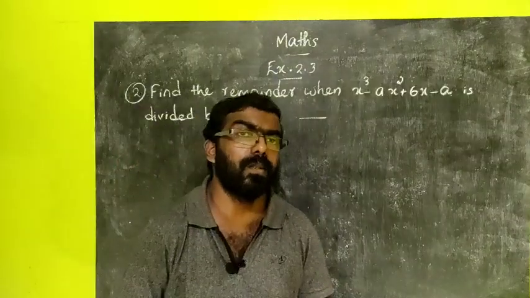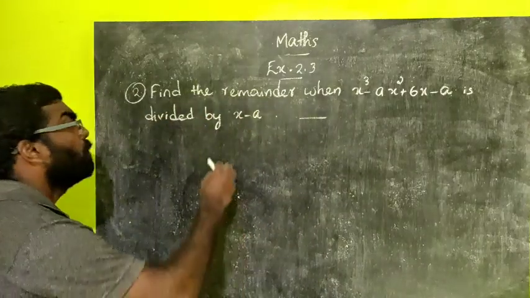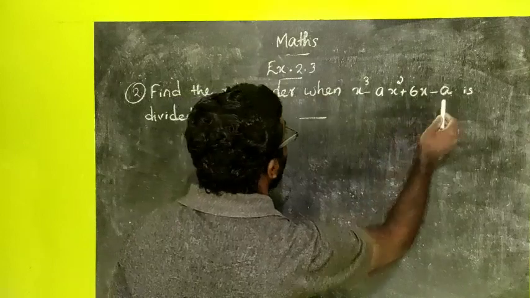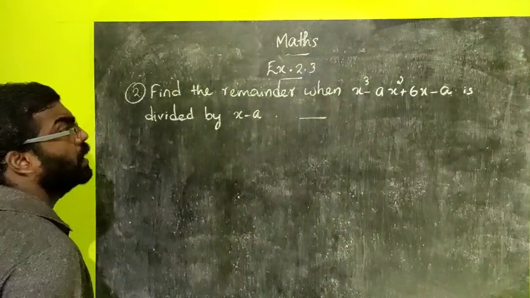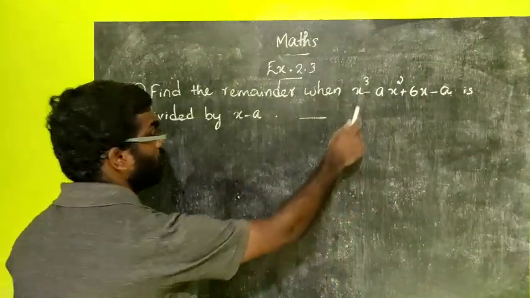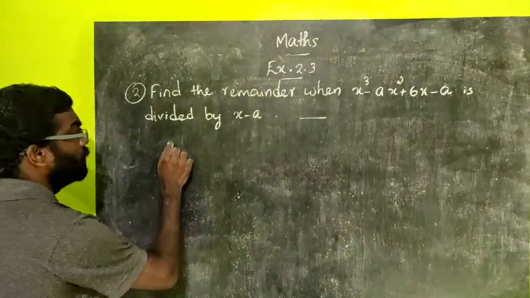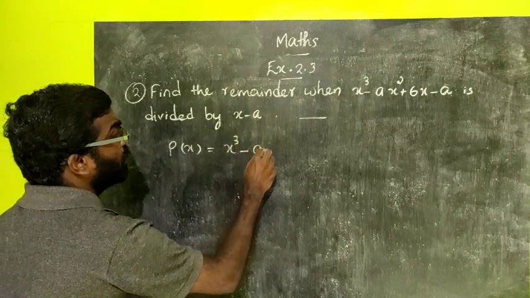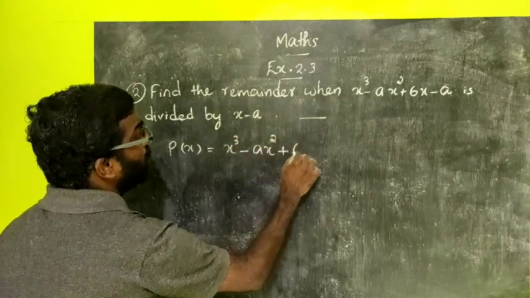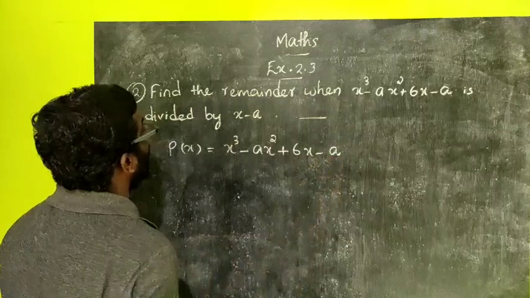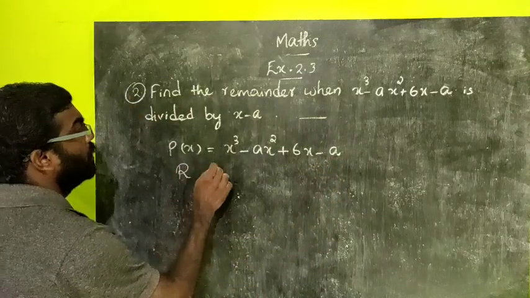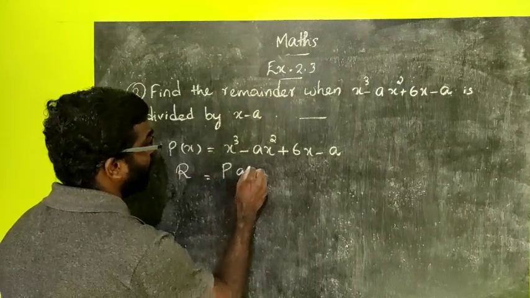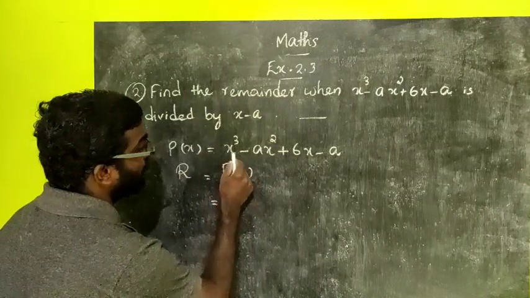Now we move on to the second question in this exercise. Find the remainder when x cube minus ax square plus 6x minus a is divided by x minus a. Let us take this polynomial as p of x. So p of x is equal to x cube minus ax square plus 6x minus a. And here it is divided by x minus a, so the remainder will be p of a. So we can replace x by a.